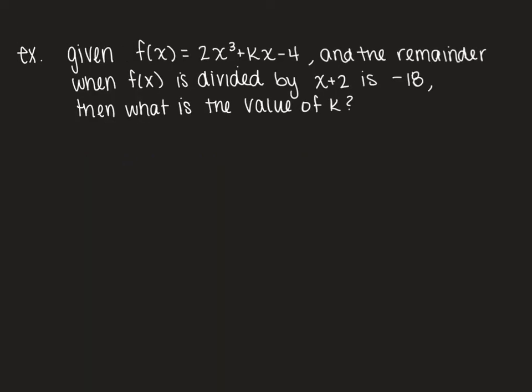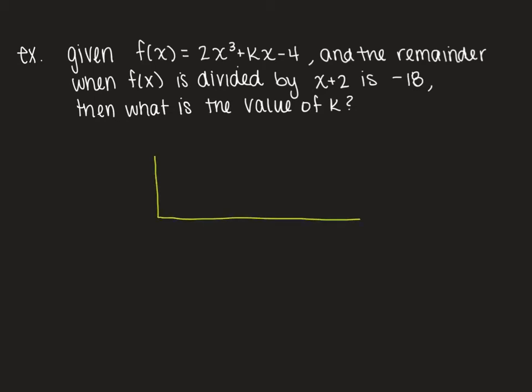Here we have a different example. It looks a little bit similar, but now we have a function with an additional variable, a k that we're concerned with. It's telling us that when this function is divided by x plus 2, our remainder is going to be negative 18. So we are trying to determine the value of k given the remainder, the divisor, and the whole function except for that one variable. Let's get this set up in synthetic division.